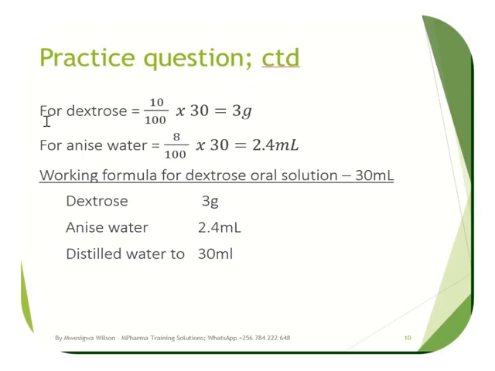for dextrose, always indicate what you are calculating. Dextrose 10 out of 100 times 30 giving you this, and water giving you this. Always include the units. This one cannot become a gram, this one cannot become a mL. Your working formula should have a title: Working formula for dextrose oral solution 30 mL. Write the same ingredients which are given to you in a master formula, but this time indicate the quantities which you have calculated. Remember, for distilled water, we didn't calculate, we just transferred the quantity which was stated in the question.